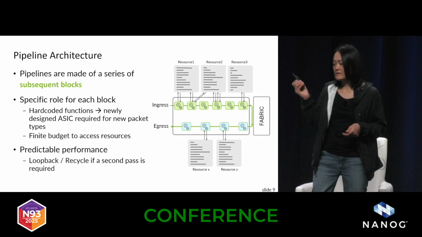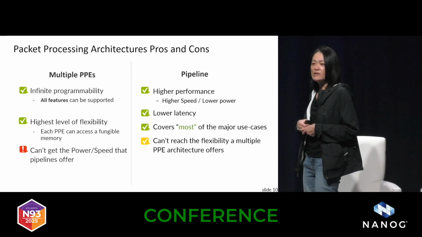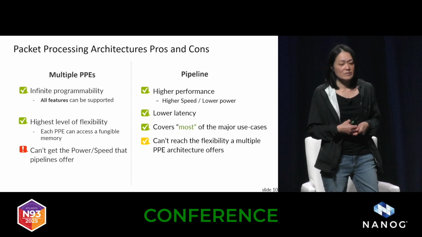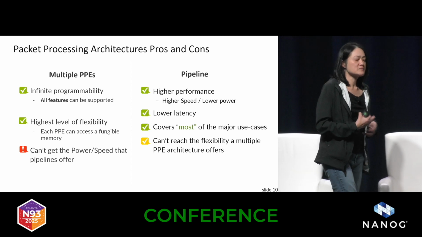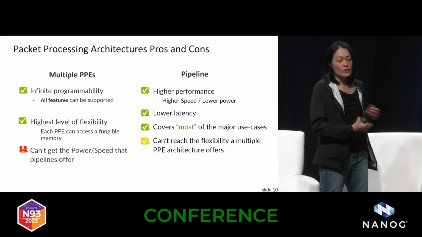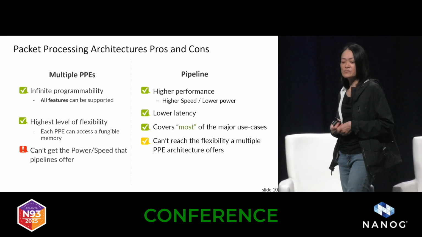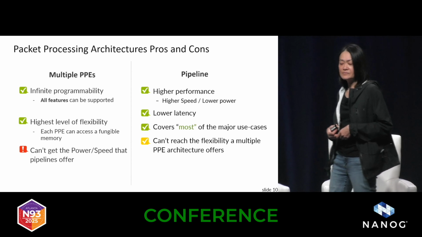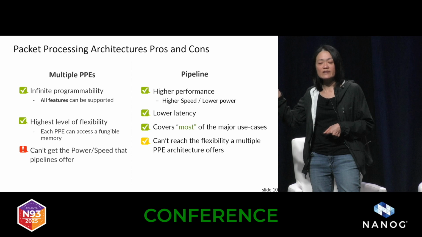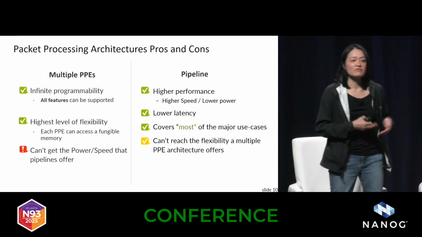So let's take a look, just to summarize what we have in these two different architectures. With the multiple PP, you get ultra flexibility, just infinite programmability, but you might not be able to support the higher speeds and lower power of the other architecture, the pipeline architecture, where you can have the highest performance, the lowest power, the lower latency. And in most cases, it pretty much covers most of the cases that you want to support. But then you just don't have that flexibility for maybe some future protocols.